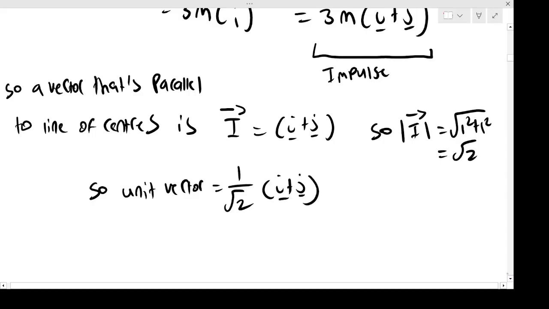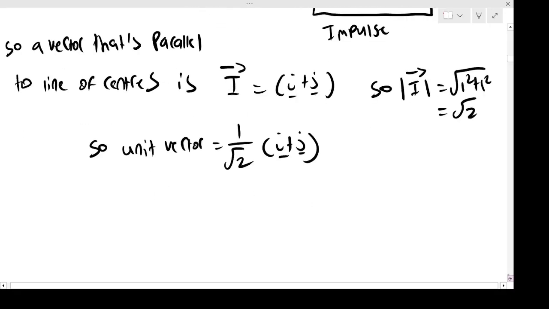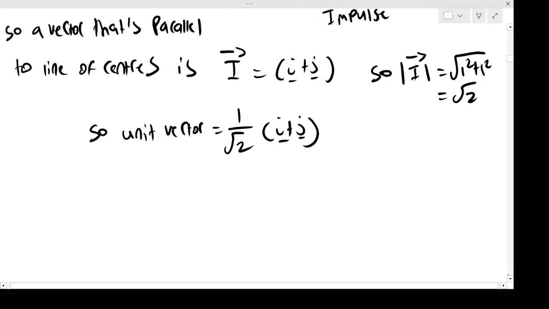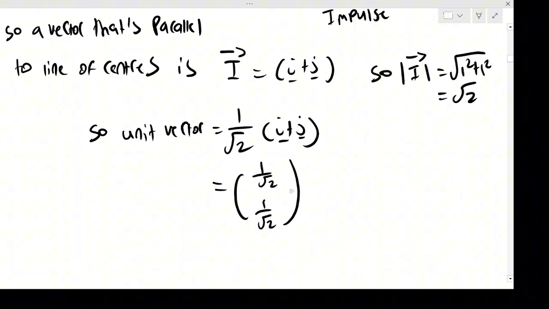Again, remember from normal maths, you would have seen unit vectors, so you just divide by the magnitude. And that's it. You could also then write that in column notation, so it'd be (1 over root 2, 1 over root 2), like that, alternatively. But there we are. So hopefully you're happy with that.